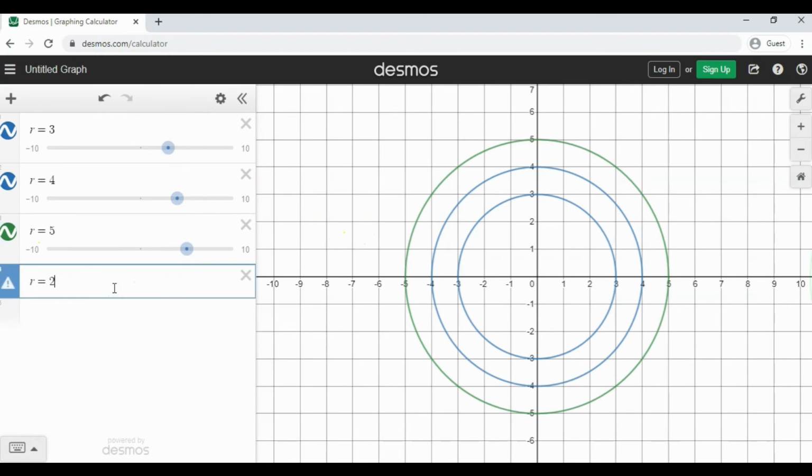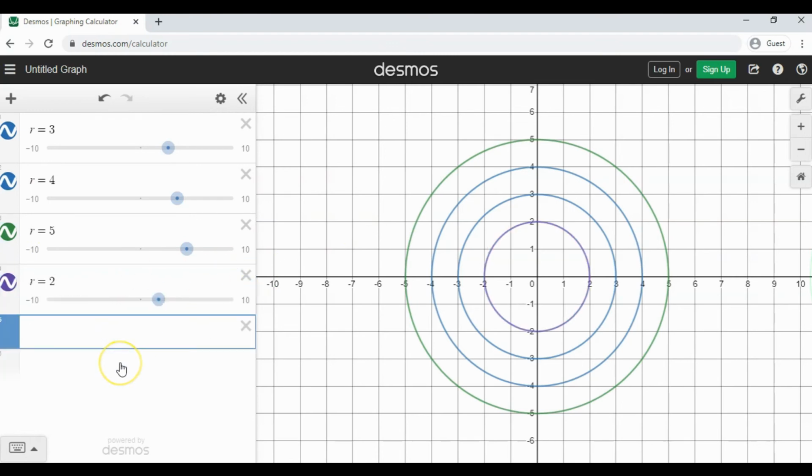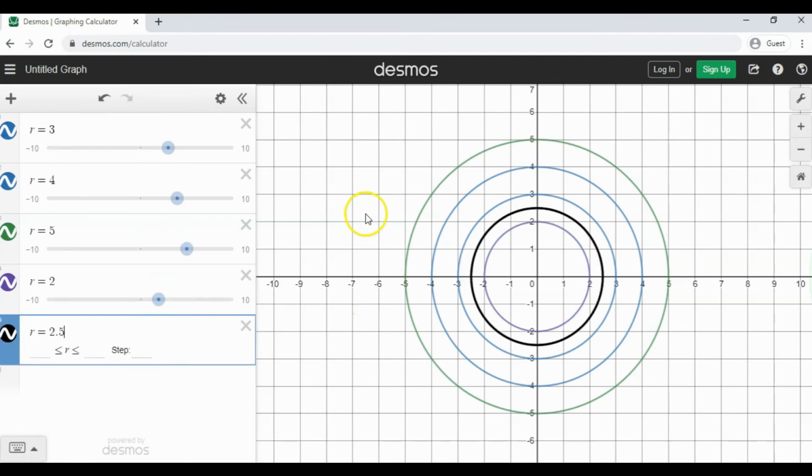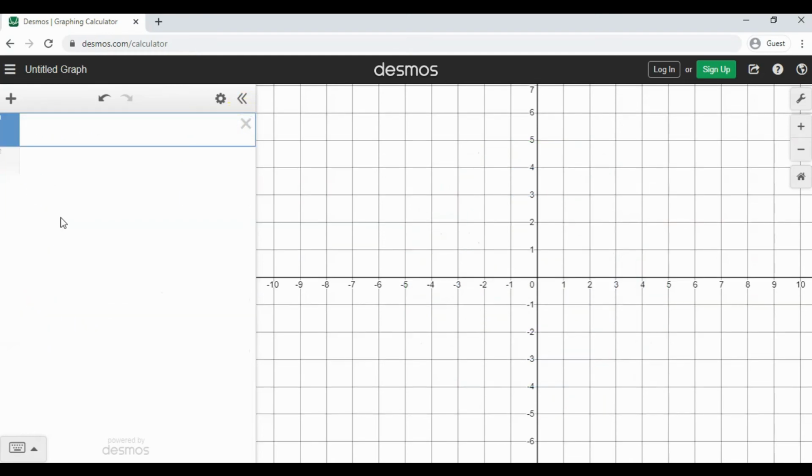How about a smaller one, r equals 2? It creates concentric circles. We can even do one in between. How about r is equal to 2.5? So you can make circles that radiate out from the center when you just do r is equal to a number. All right, and then you can play around with this.